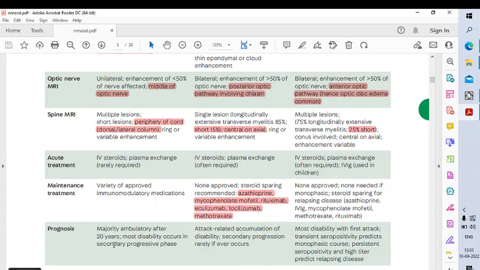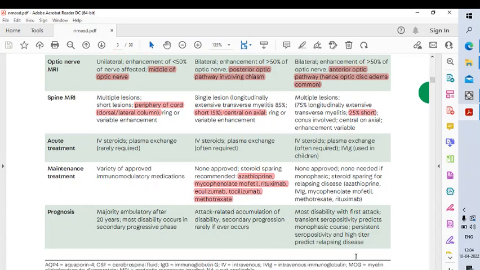Prognosis: in MS, the majority of patients are ambulatory even after 20 years, whereas relapse-related accumulation of disability is seen in aquaporin 4, and in MOG most disability occurs with the first attack. Transient seropositivity, if present, predicts a monophasic course. And if it is persistently positive with high titers of MOG antibody, it predicts relapsing disease.